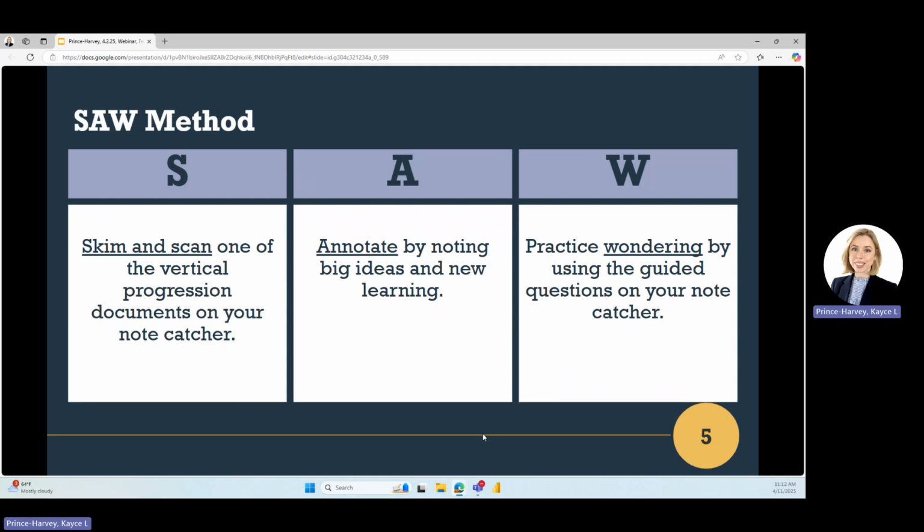And for that, you're going to skim and scan that vertical progression on your note catcher. You're going to annotate by noting big ideas and new learning, and then practice wondering by using the guided questions that are in box 5 of your note catcher. So take a moment to select which vertical progression you want to look at and complete the SAW method that is in box 5.